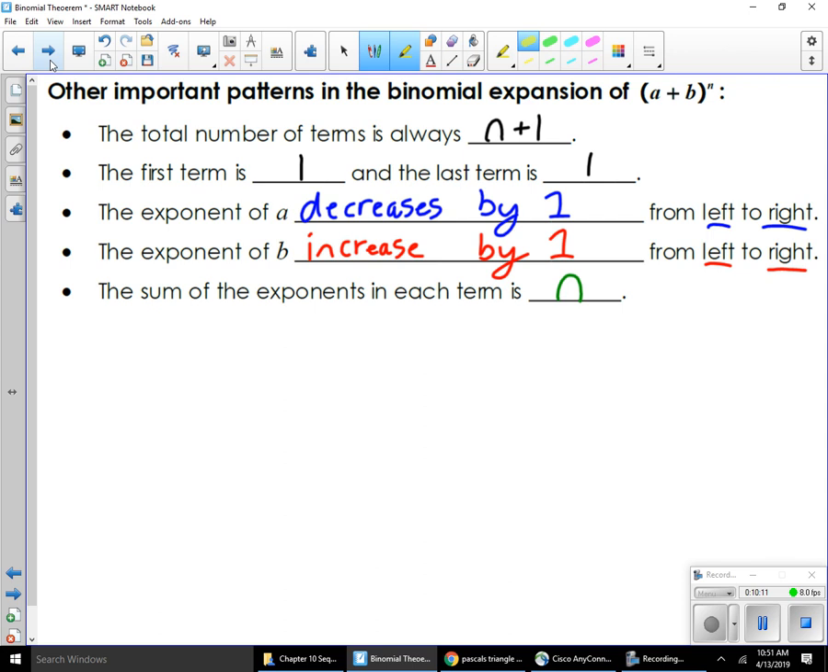So using these rules, we can raise a binomial to a power very, very quickly, which we'll do in the next video. This one's already been way too long.